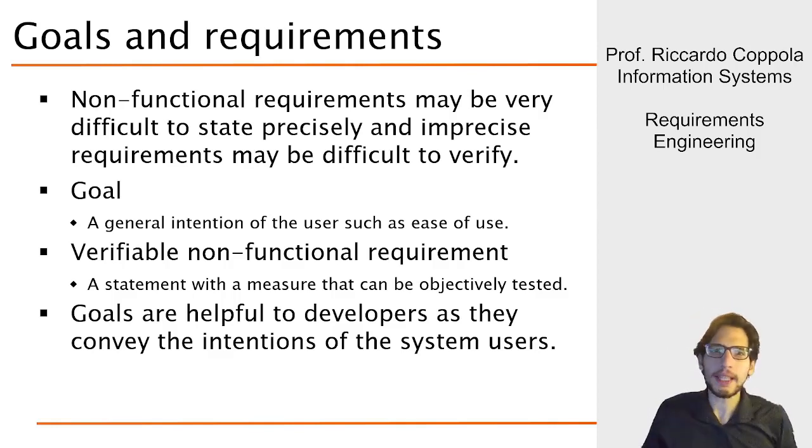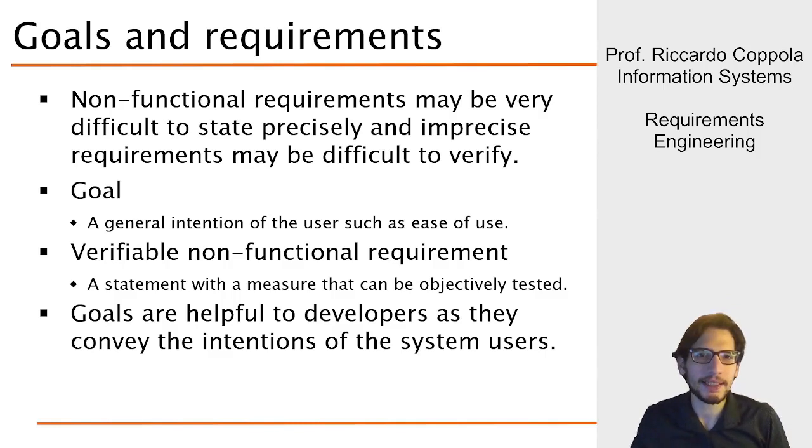So when I want to specify non-functional requirements, I need to write them down in a precise way, so that I can write them down properly and understand them. And one option is to separate the non-functional requirements into two separate aspects: the goal, so the intention which is behind the non-functional requirement, and a measure.